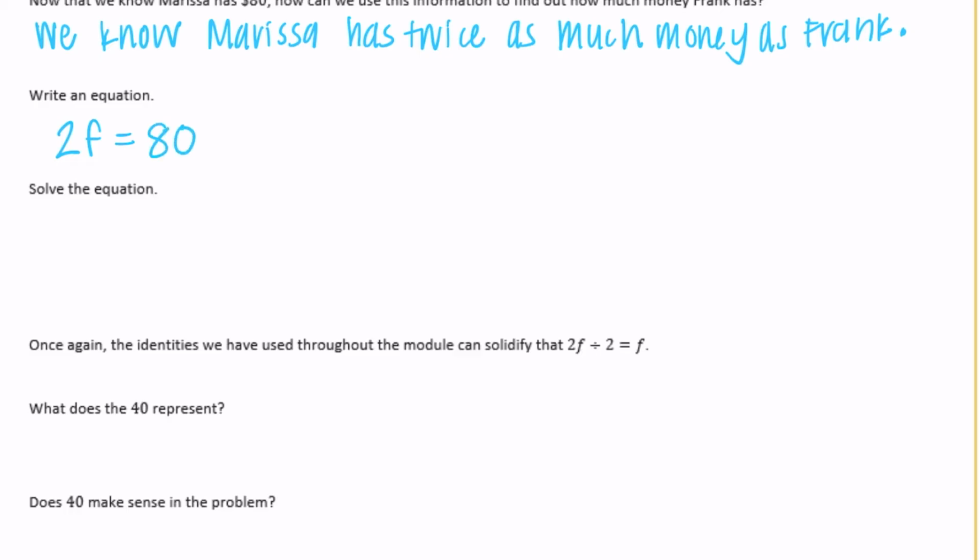Solve the equation. So we need to get f by itself. So this is saying 2 times f is equal to 80. So what we can do is divide by 2. So we're going to do 2f divided by 2 equals 80 divided by 2. So f is equal to 80 divided by 2, which is 40, which means that Frank has $40.